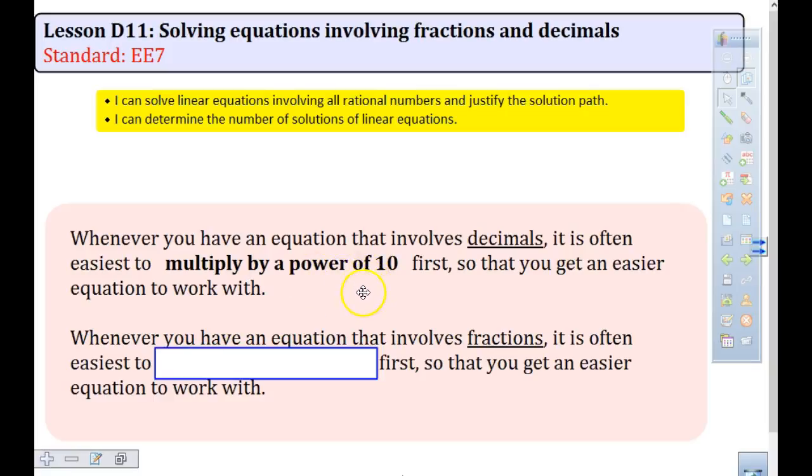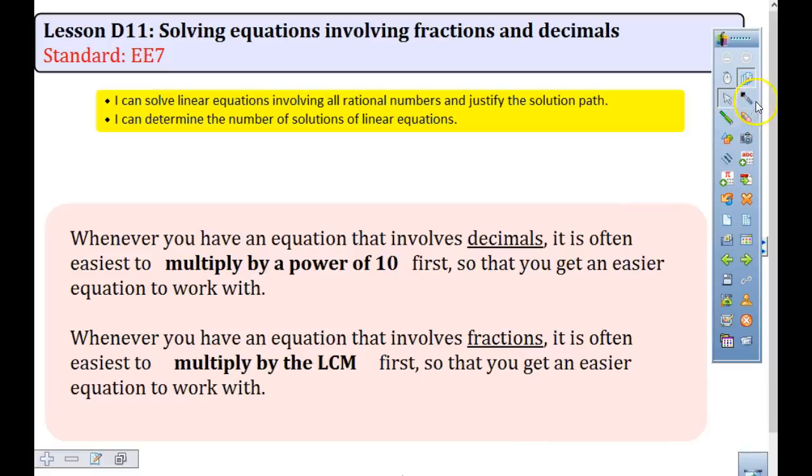Multiply. So when we have our decimals, we want to do that multiplication. Same thing with fractions. What do we want to do? We want to clear by multiplying by the least common multiple first. So as we look at those, we're always going to multiply by our power of 10 and multiply by our least common multiple to make it an easier equation. So that's what we were talking about last week on Friday when we were doing the problems. Okay?